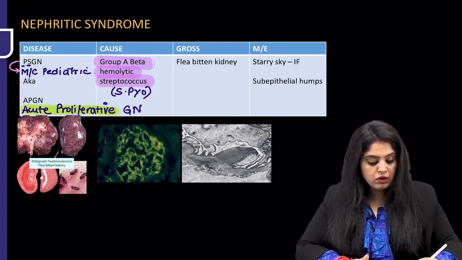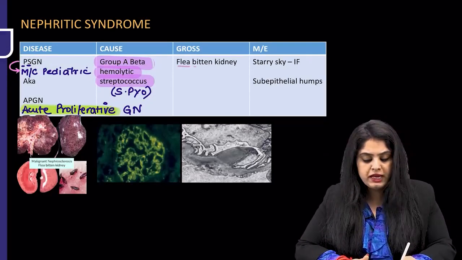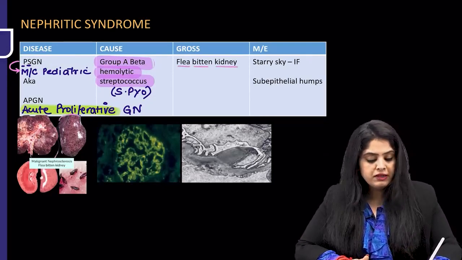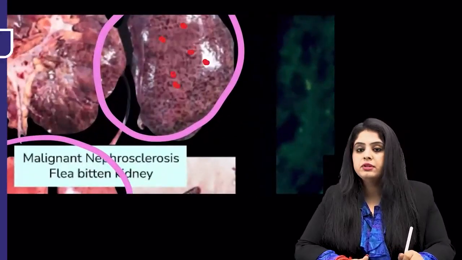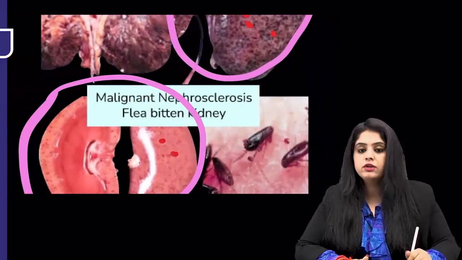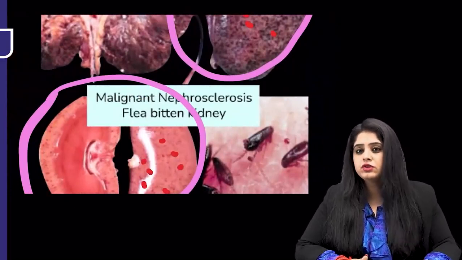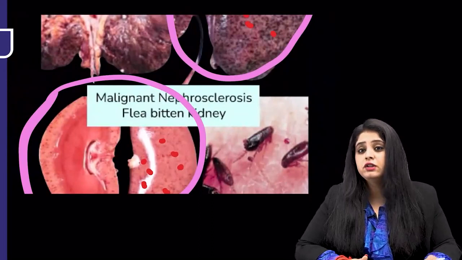Now, they will ask you the gross. As you can see, I have told you about the PSM mnemonic that we hate. So, flea-bitten kidney, these pinpoint hemorrhages, right? Red-colored pinpoint hemorrhages that we just studied. Another picture that you got in NEET PG, the pinpoint hemorrhages. So, these are the things that you're going to see grossly.